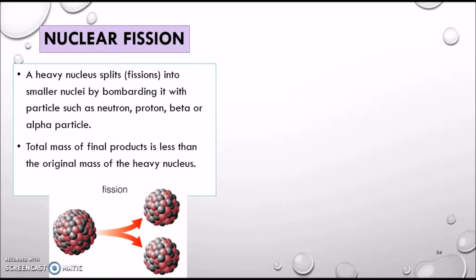Nuclear fission. A heavy nucleus splits into smaller nuclei by bombarding it with particles such as neutron, proton, beta or alpha particles. So the smaller particles will bombard a heavy nucleus, a bigger nucleus, and then it will make the nucleus split into new elements. From this reaction, the total mass of the final products, or the daughter nuclei, is less than the original mass of the heavy nucleus, the parent.